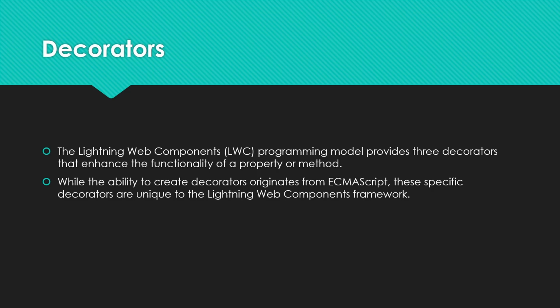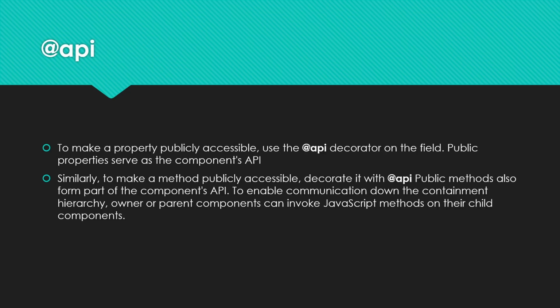The first one is API. API is used to make a property or a JavaScript method publicly available or publicly accessible. To make a property publicly accessible, we use the API decorator on the field. Public properties serve as the component's API. Similarly, to make a method publicly accessible, decorate it with API. Public methods also form part of the component's API.